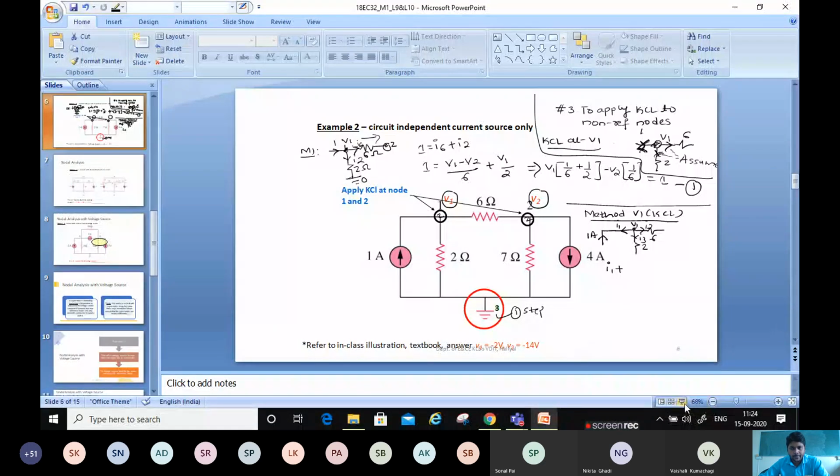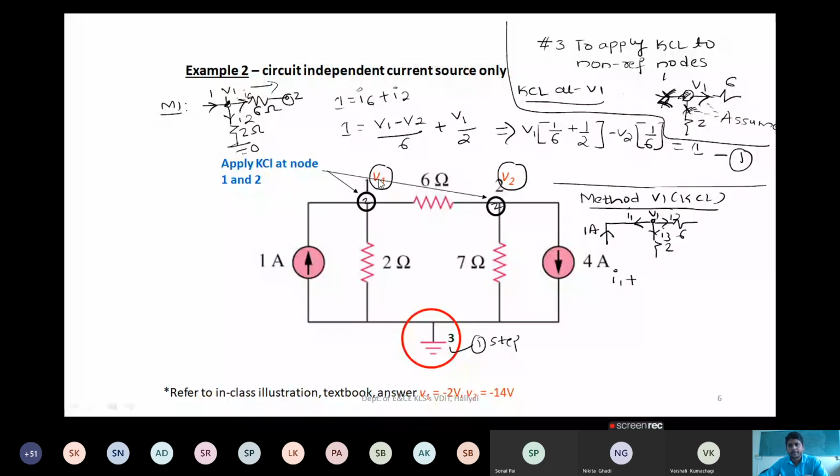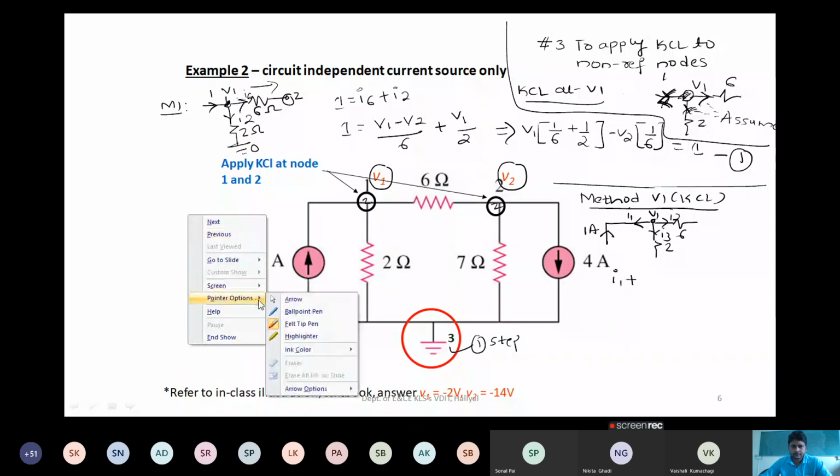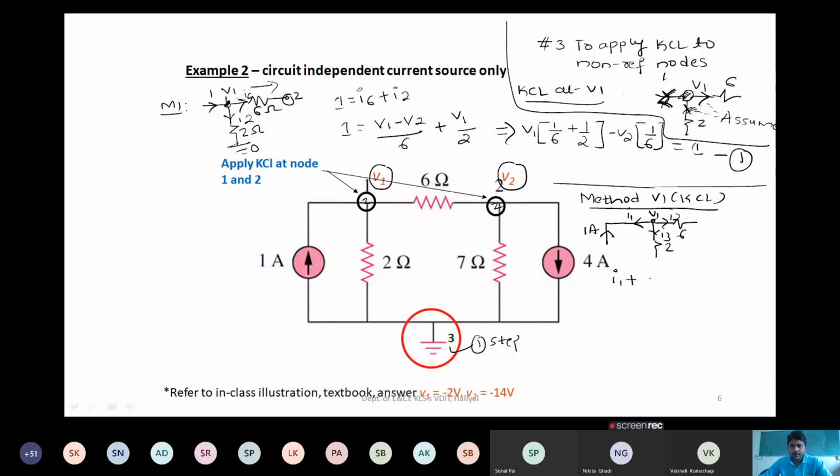Okay, so now I will be getting I1 plus I2 plus I3. If you write it, we get I1 plus I2 plus I3 equal to 0. So what is I1 actually? We have assumed the direction like this, but this current is flowing in the opposite direction.